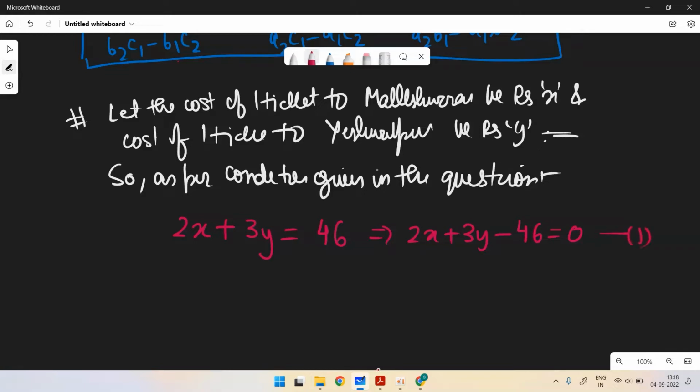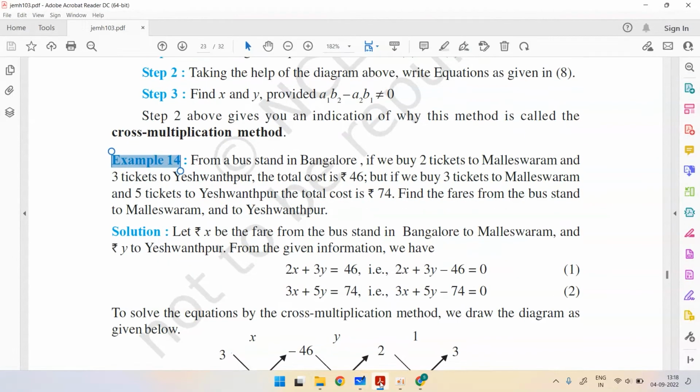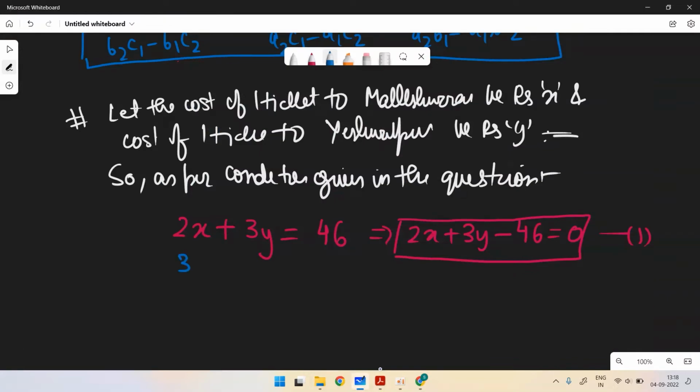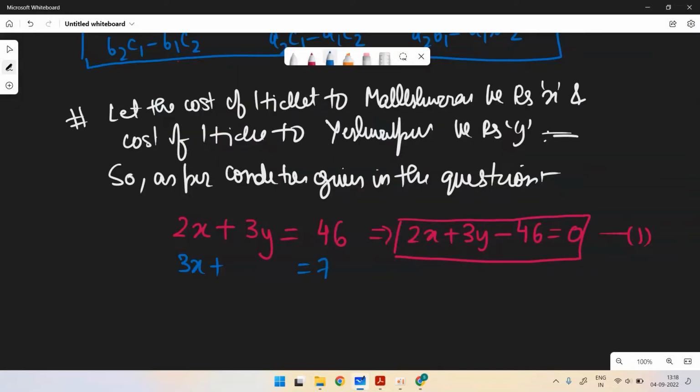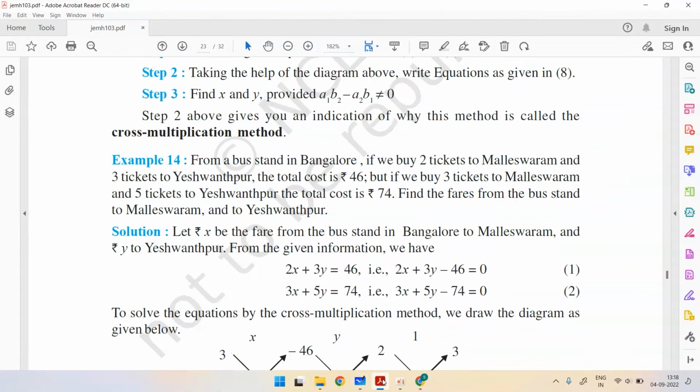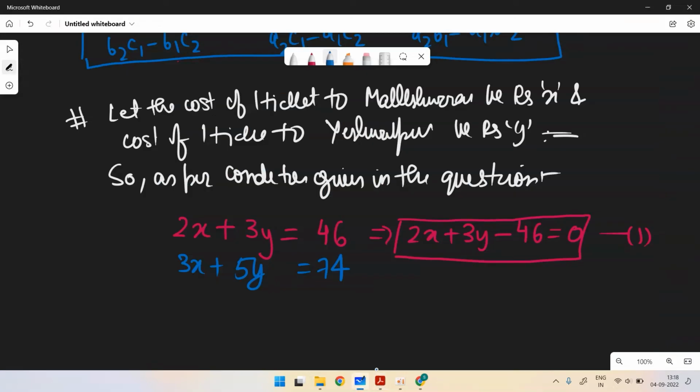I'm writing this as the first equation because I need to write it in the form of ax plus by plus c equal to 0. Now what is the second equation? If I buy 3 tickets to Malleswaram, that's 3 into x, plus 5 tickets to Yeshwanthpur, it costs 74. Now if you write this in standard form, this is my second equation.